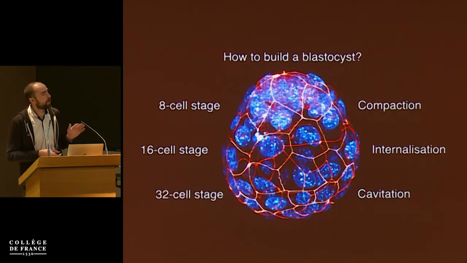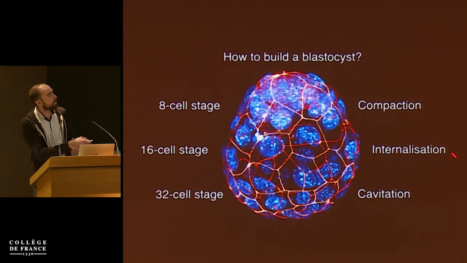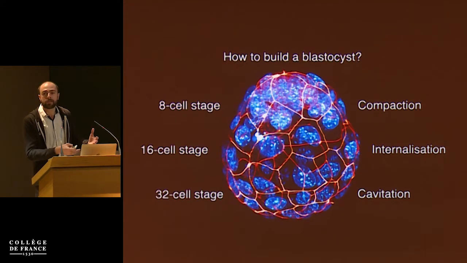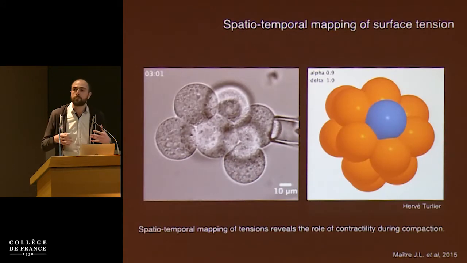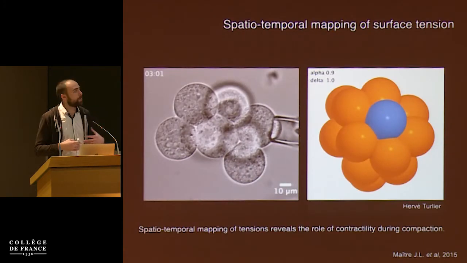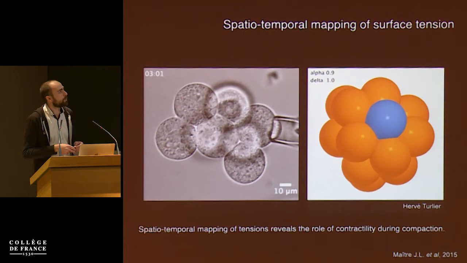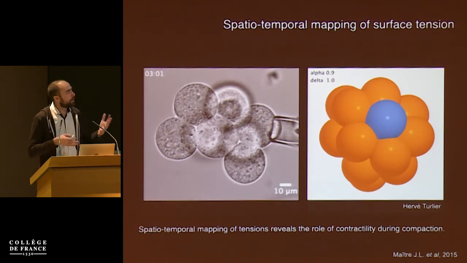And you can break it down in 3 different steps, which conveniently in the mouse happens at the 8, 16, and 32 cell stage. The first one is called compaction. I will briefly tell you about this. Then the formation of the inner cell mass needs cells to be internalized inside the embryo, and then there's the formation of this lumen. So very briefly, what we do in the lab, we try to characterize the mechanics of the embryo. We try to characterize the shaping of the embryo by using microscopy, biophysical tools.